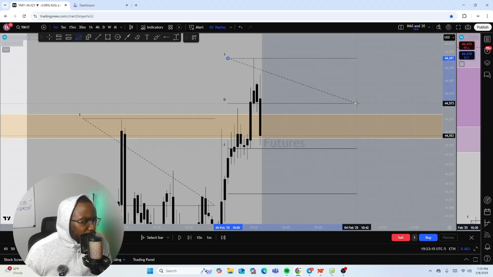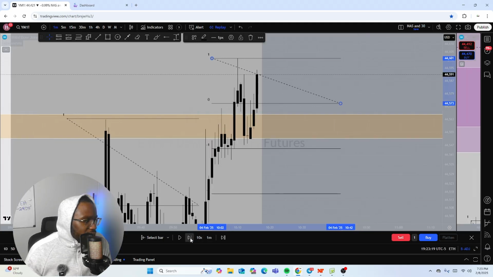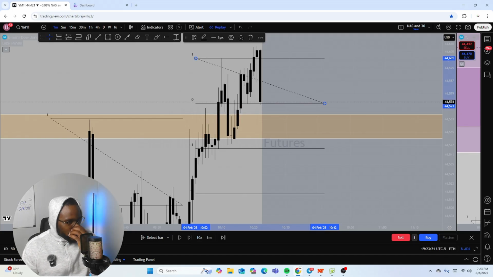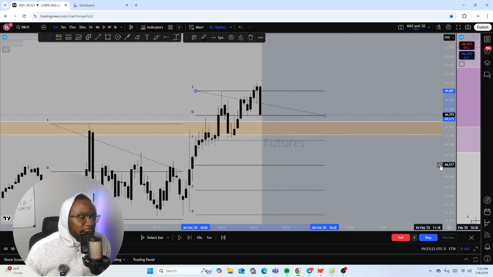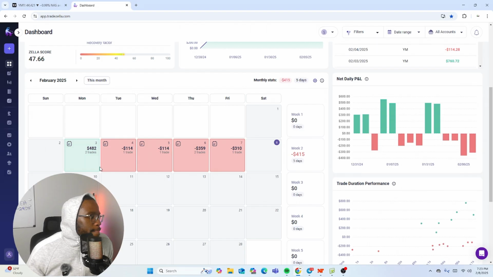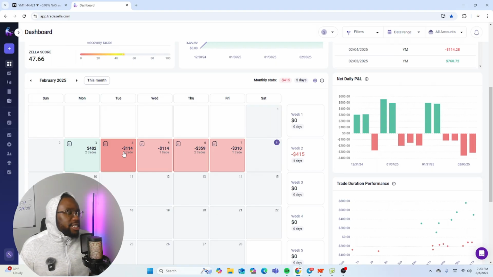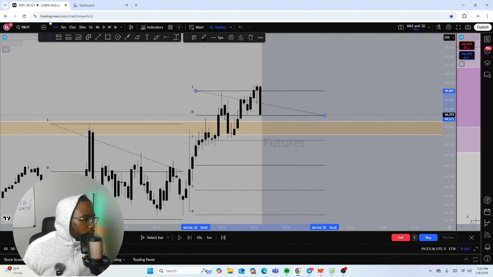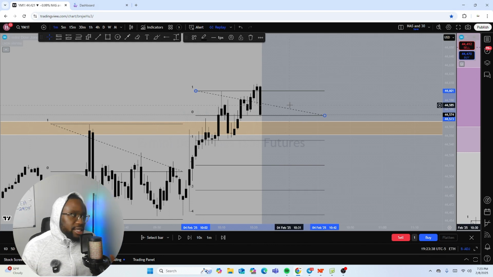Price came back. Boom. Took this setup when it retested and then it stopped me out. So two trades were lost on this one. I caught one trade on my copy trade account, and then I caught one trade on this funded account. That's why you only see one trade here, but I took two trades that day. So as you can see, everything is matching up.